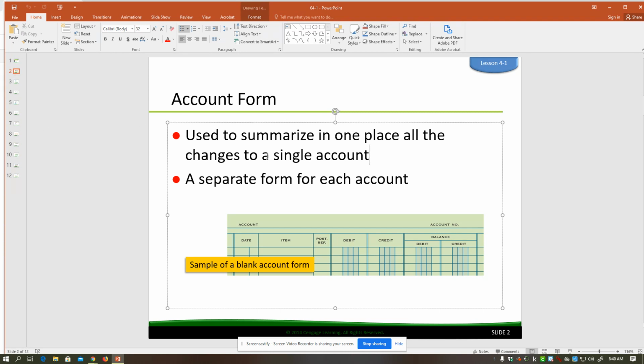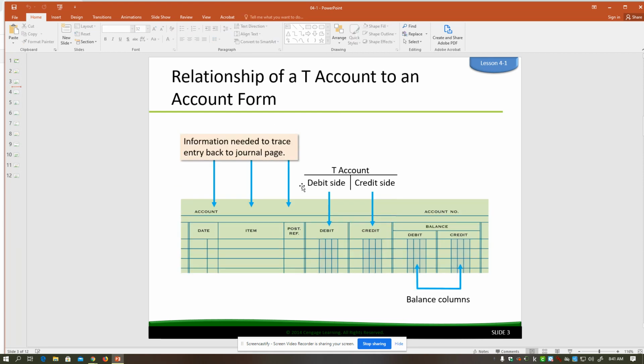So we're going to take the stuff that we've been using in the other chapters before now, and we're going to start adding it to a list, a certain account's entries, and keep a running total of that account's balance. That is how this is going to work. Every piece of information needed to trace an entry back to the journal is here. This is your T account, the debit side or credit side, and here you keep a running balance.